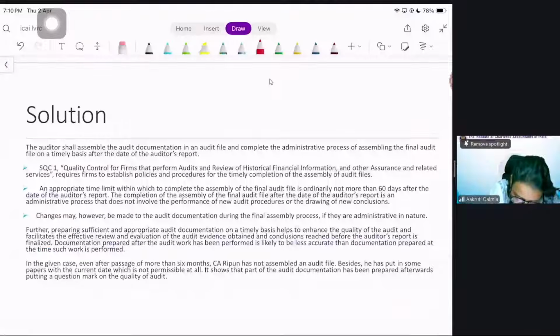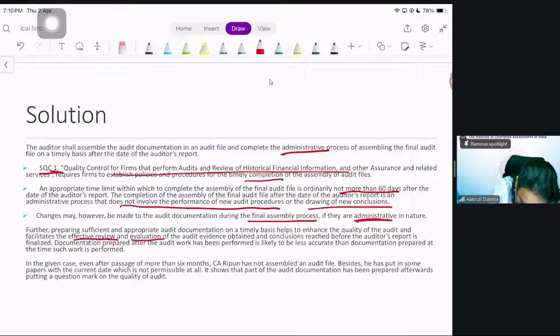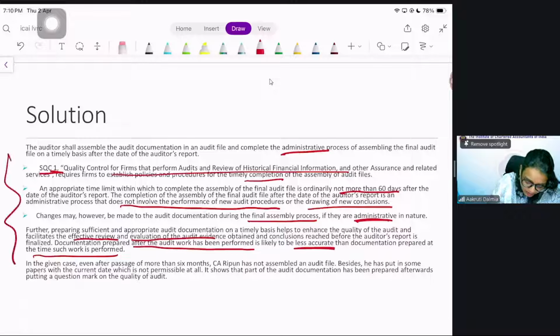The auditor shall assemble the audit documentation and complete the administrative process of assembly on a timely basis. You will mention SQC 1 fully again. For timely completion, not more than 60 days. It does not involve performance of any new procedures or drawing new conclusions. Changes can be made during the final assembly process if they are administrative. Preparing sufficient evidence on a timely basis helps to enhance the quality of audit and facilitates effective review and evaluation of audit evidence. Documentation prepared after the audit work has been performed is less accurate than the documentation prepared at the time of such work. So all this is general. This is the conclusion.